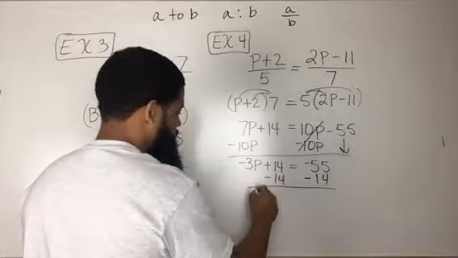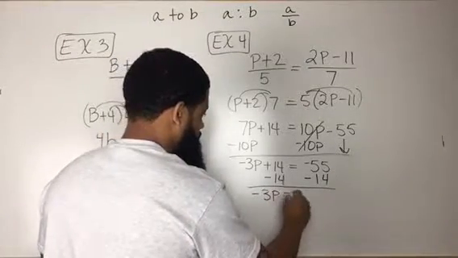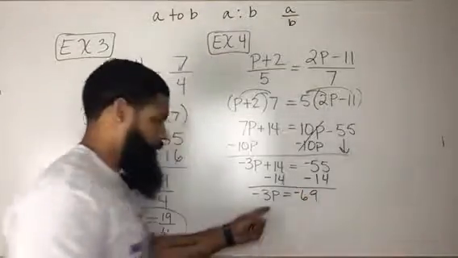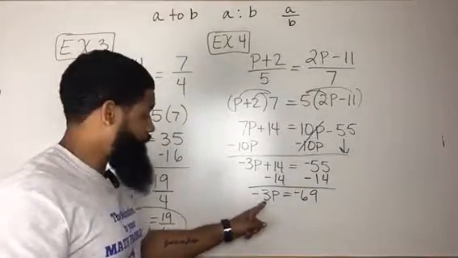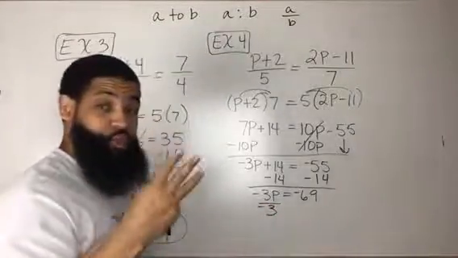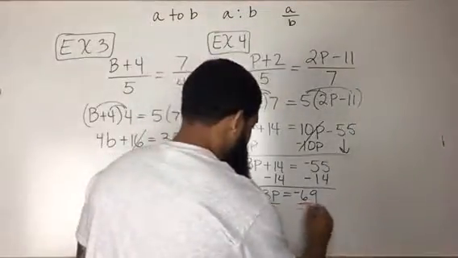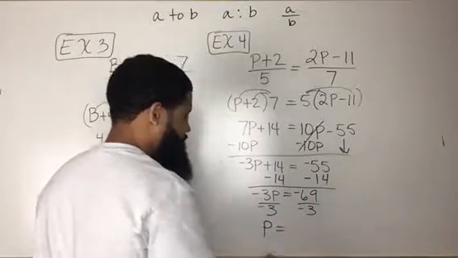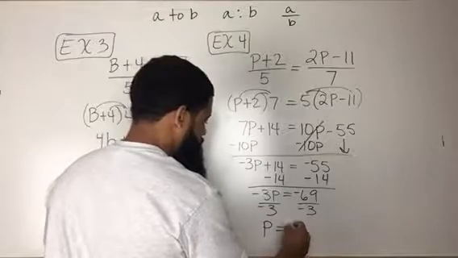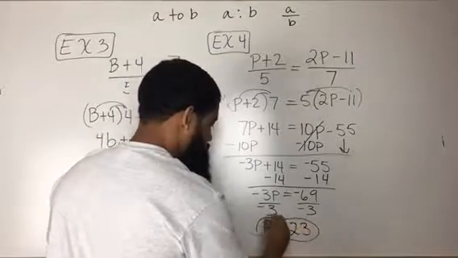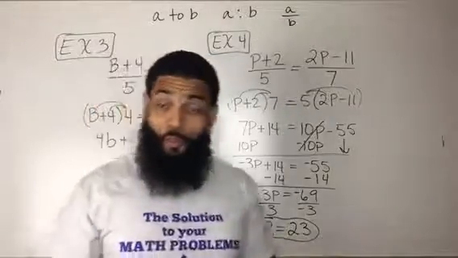So I have negative 3p is equal to negative 69, and then I want to get p by itself, so I divide by negative 3, or as I like to say, negative tree. Divide by negative tree, and remember, a negative divided by a negative is a positive, and that gives me p is equal to 23.